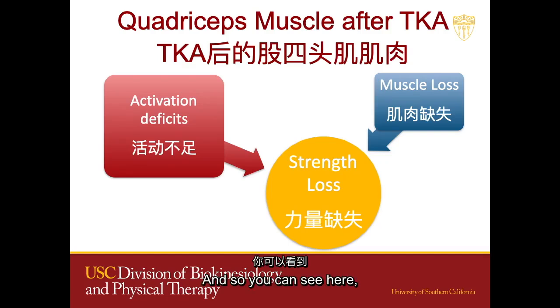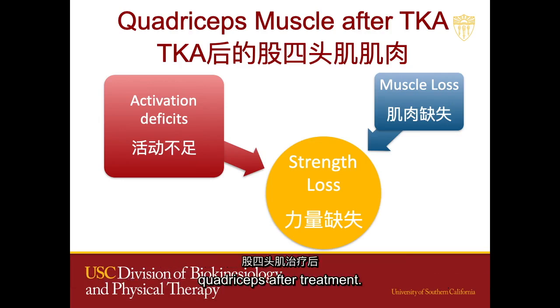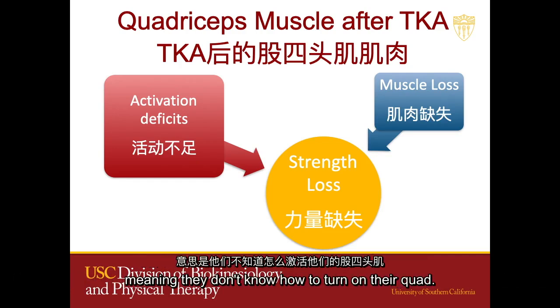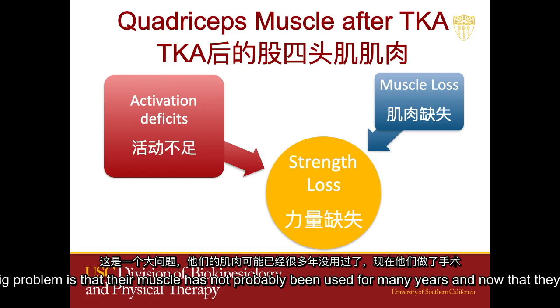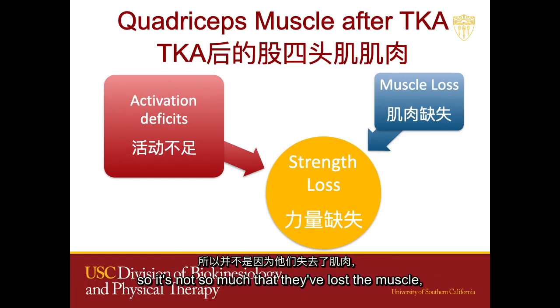And so you can see here, this is just a picture, a visual way of thinking about these patients' quadriceps after surgery, that their strength loss is primarily coming from activation deficits, meaning they don't know how to turn on their quad. This is the big problem, is that their muscle has not probably been used for many years. And now that they've had surgery, we are dealing with an even bigger deficit in the ability to activate that quadricep muscle.